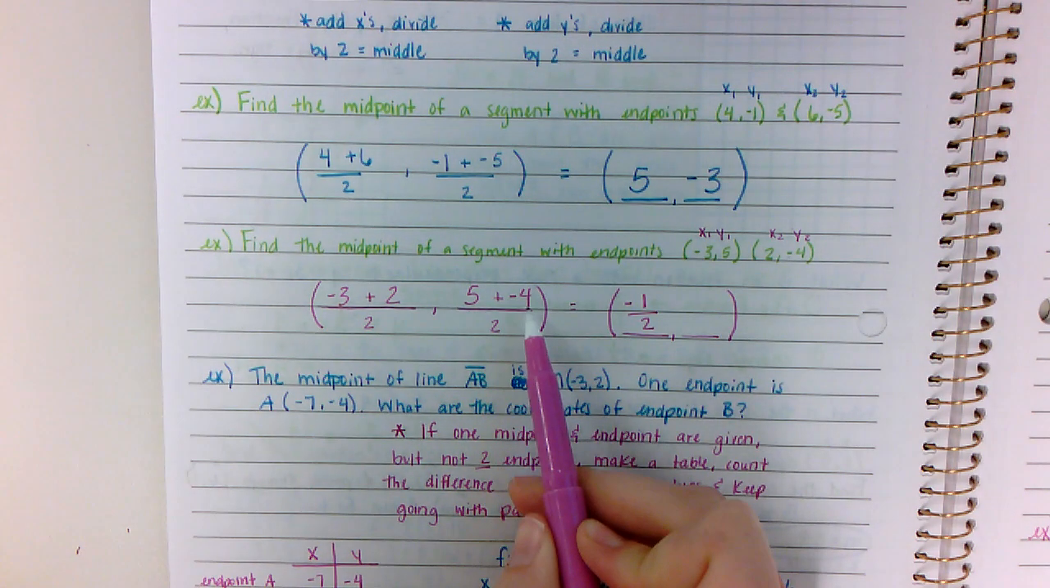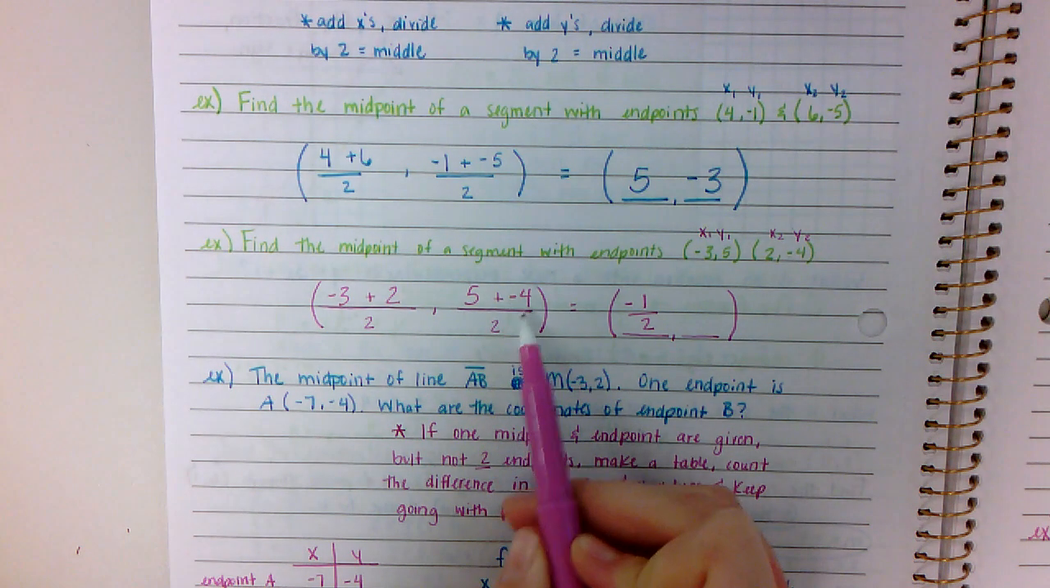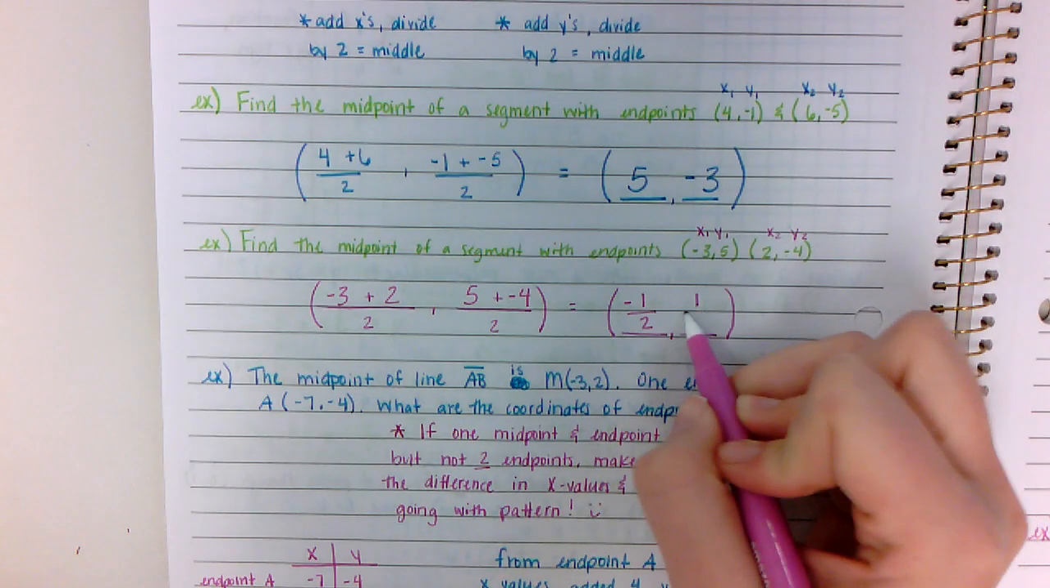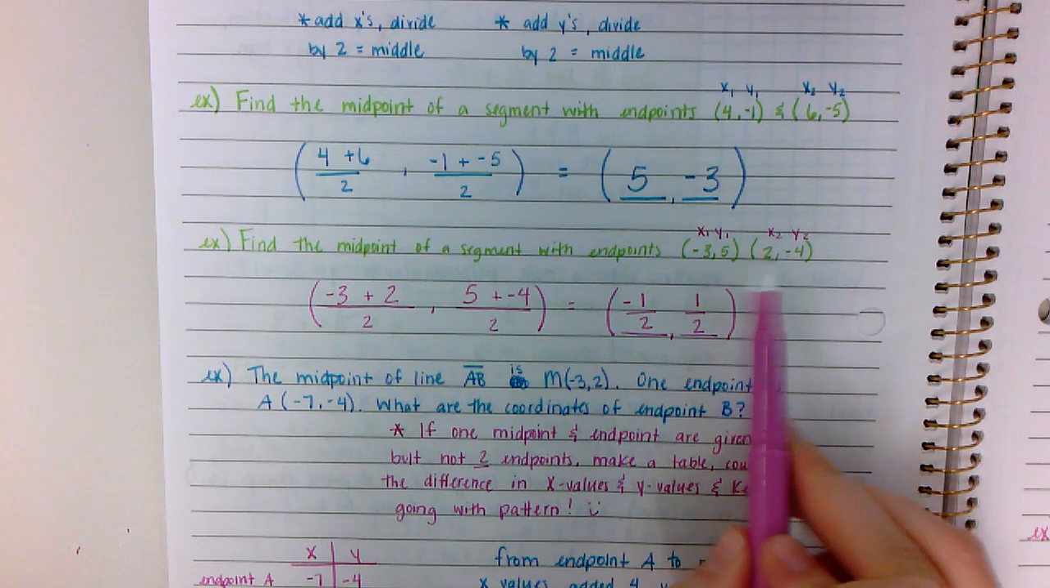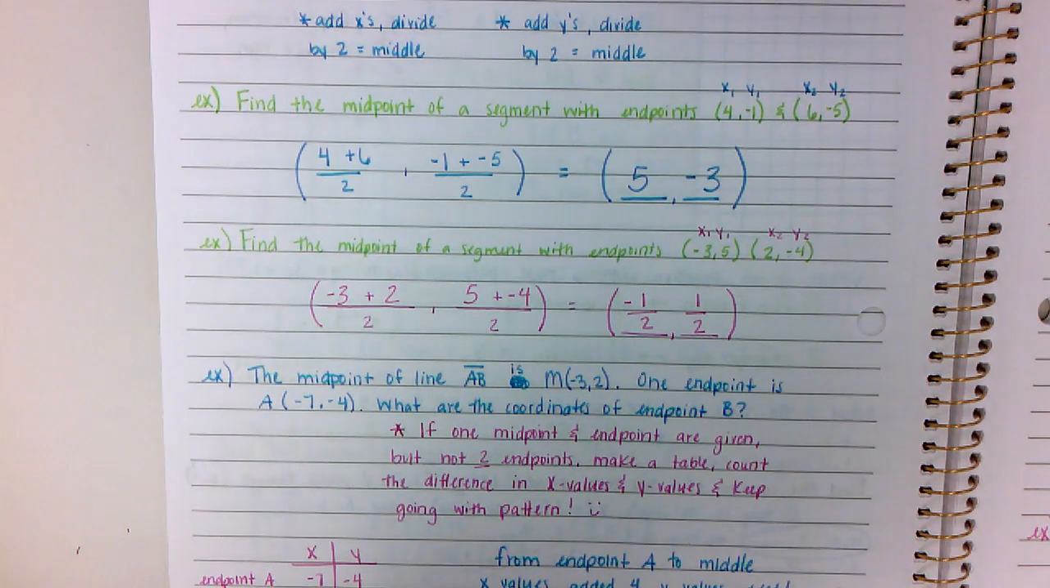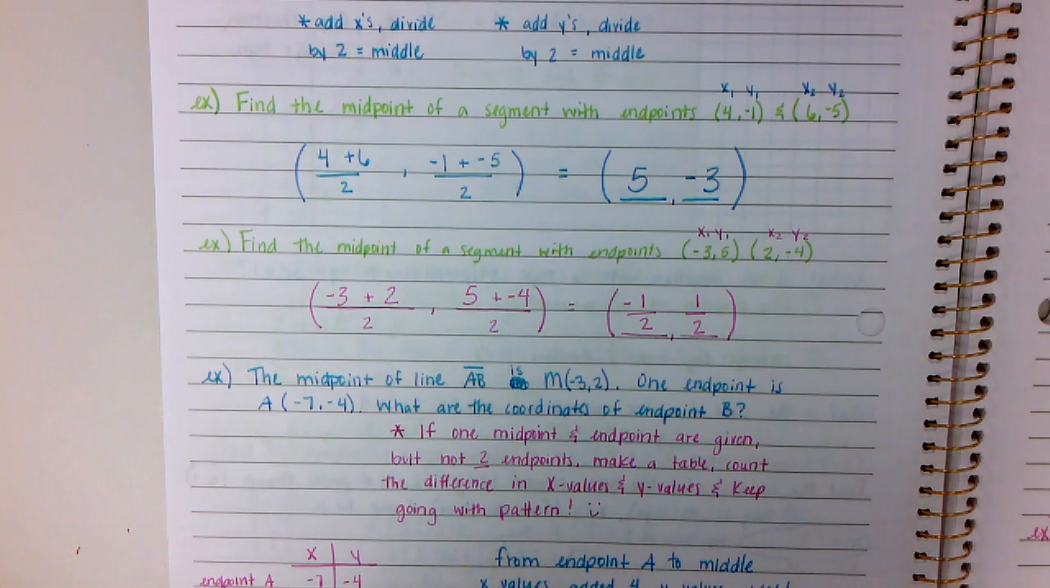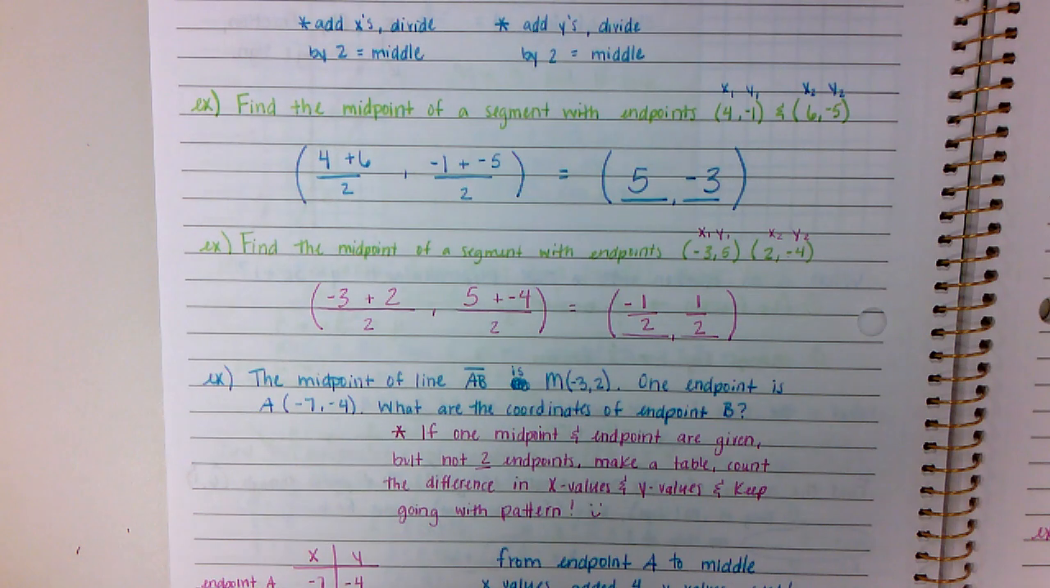And then 5 minus 4, or 5 plus -4, is 1 over 2. So the middle of these 2 points would be -1/2, 1/2. Don't freak out if your answer is a fraction. It doesn't mean it's wrong.